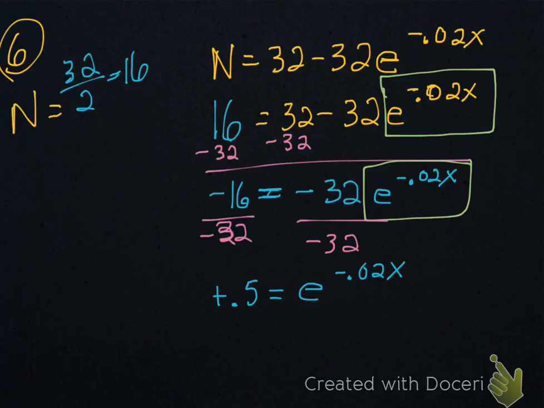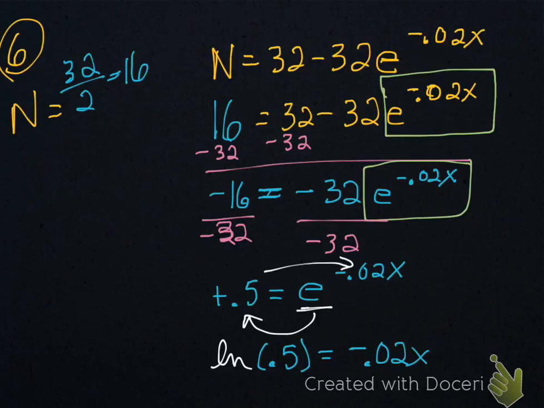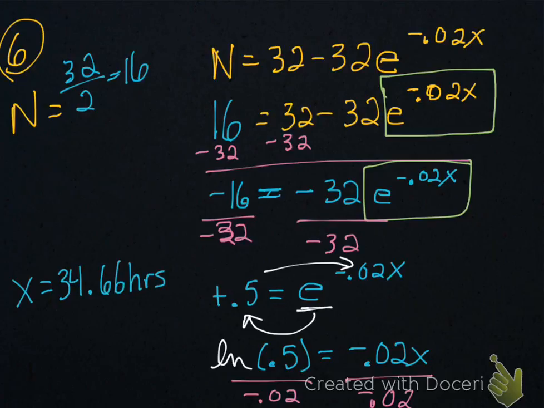So we're going to have to turn it into a log. So log with a base e is ln. Go across the equal sign. I get 0.5, and that's equal to the exponent, negative 0.02x. So I'm going to end up dividing by that negative 0.02. And I get x equals 34.66. What? Hours. And the equation tells us hours.